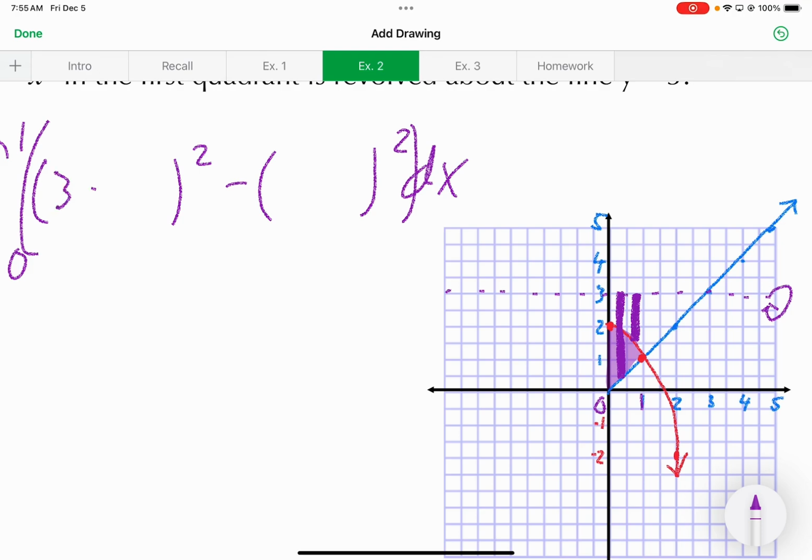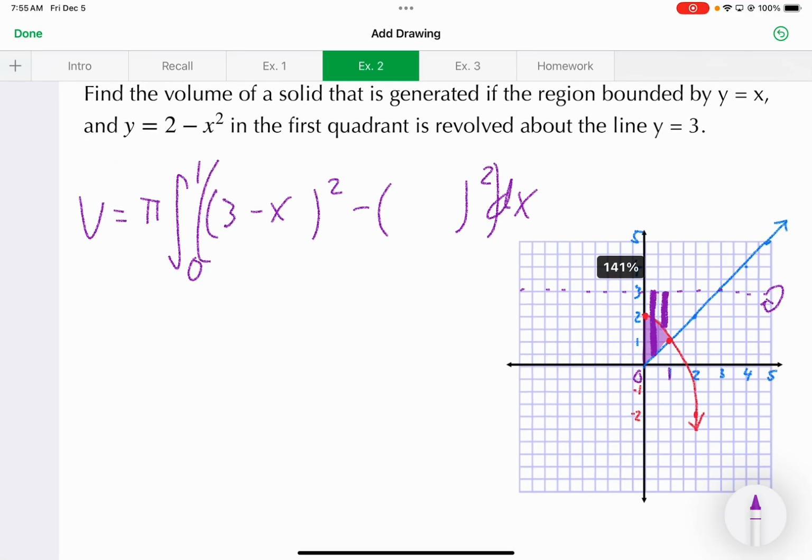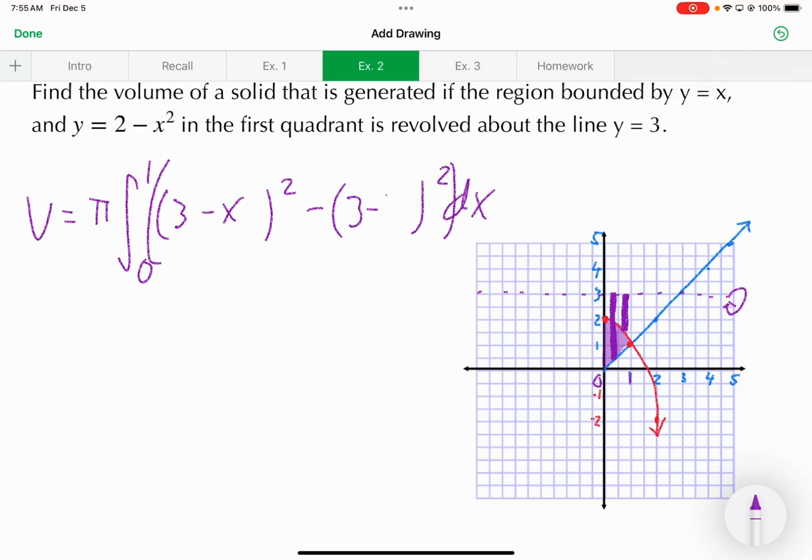Three minus x, right? Okay. And then what about the part that I want to carve out? Yeah, 3 minus quantity, 2 minus x squared. Didn't really leave myself a ton of room there, but that's what that setup would look like.